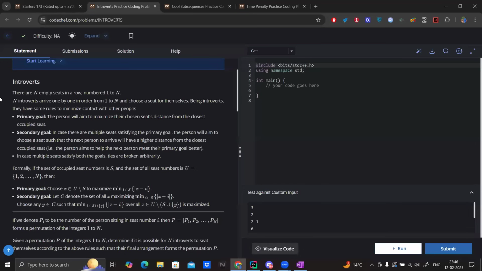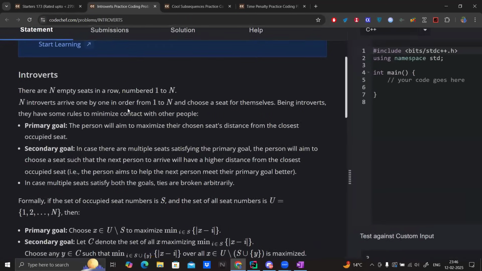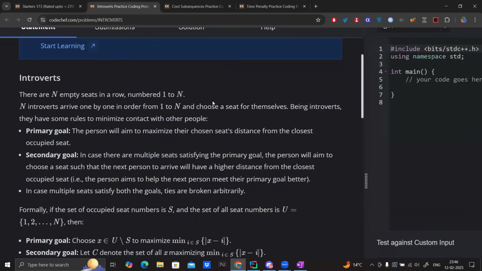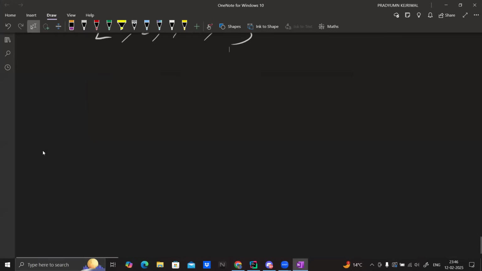Okay. There are n empty seats in a row, numbered from 1 to n. N introverts arrive one by one in order from 1 to n and choose a seat for themselves. Being introverts, they have some rules to minimize contact with other people. Primary goal: the person will aim to maximize their chosen seat's distance from the closest occupied seat. So basically, let's say there are n seats, and let's say in these two seats, people have already sat. So what will the introvert do?